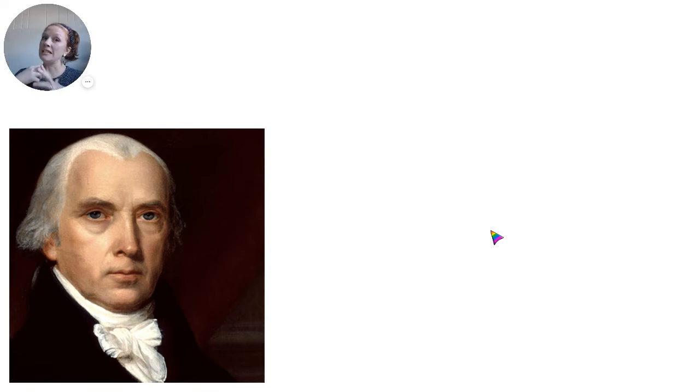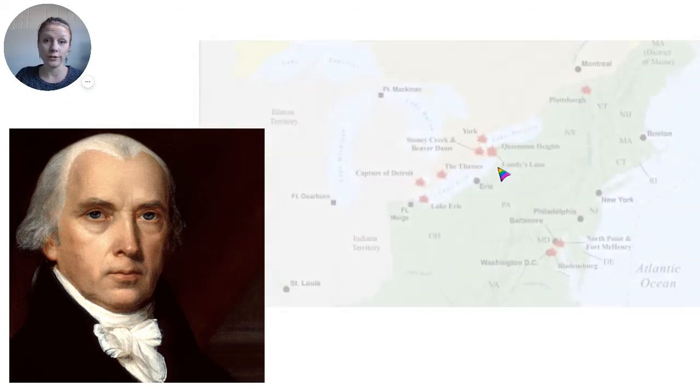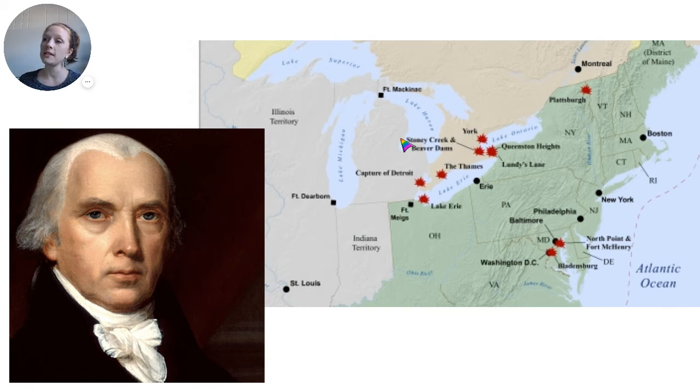Things are becoming very tense. And in 1812, this is the president at the time, James Madison. And in 1812, he declares war on Great Britain. And you can see here, everywhere there's a little red burst, that's where a battle took place. You can see that most of the fighting took place along the Great Lakes.